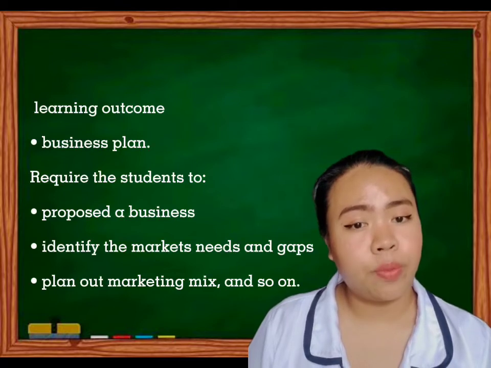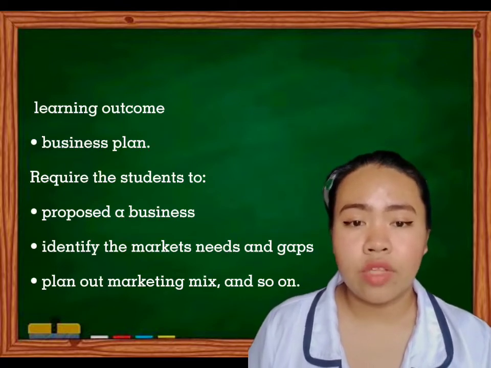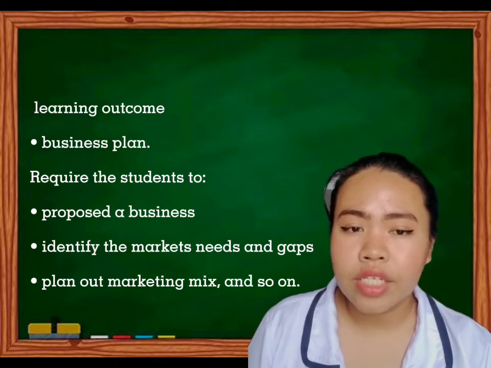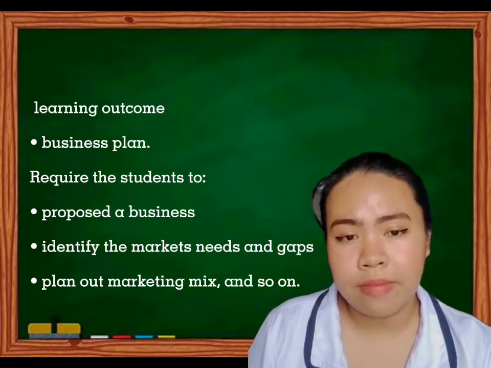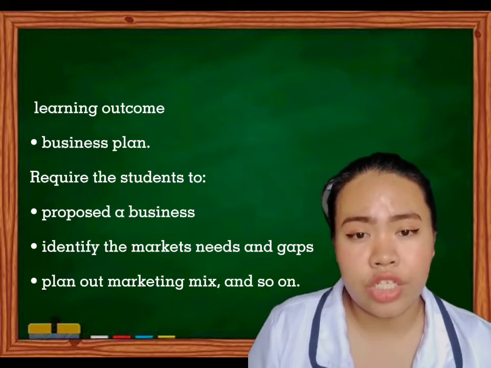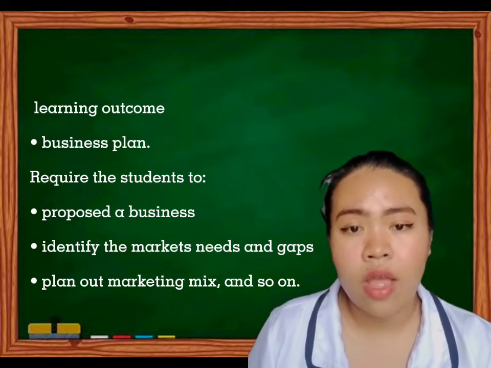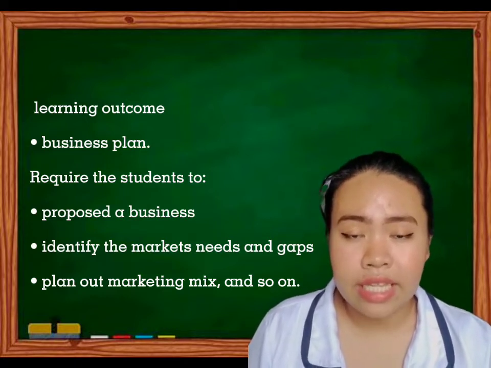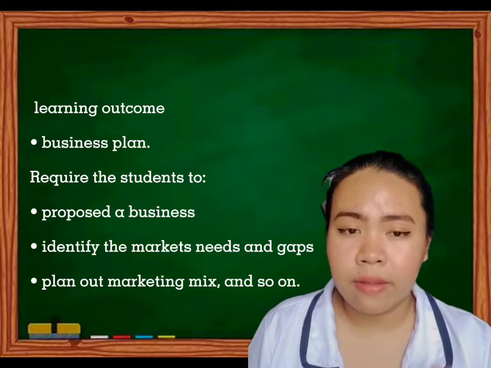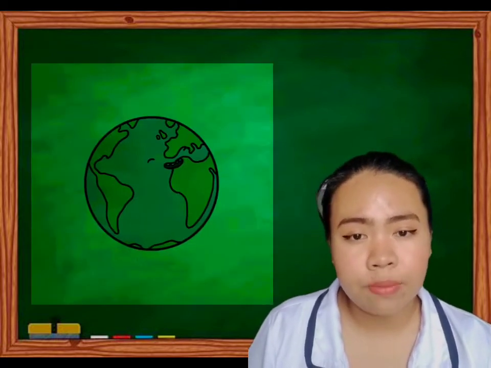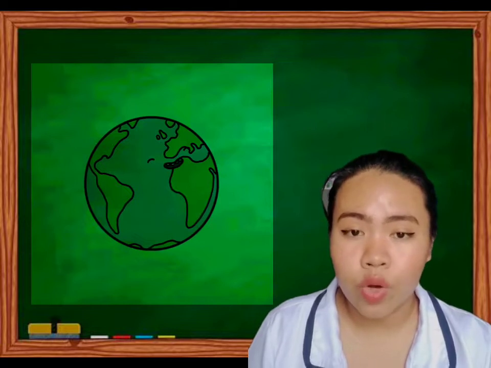For example, in an entrepreneurship class, the learning outcome is to develop a business plan. The teacher will require the students to propose a business plan instead of giving them an exam to just test their knowledge of concepts and principles. With this, students will know and identify the market needs and gaps, plan out the marketing mix, and so on. It will let the students have hands-on experience that is usually found in the outside world.